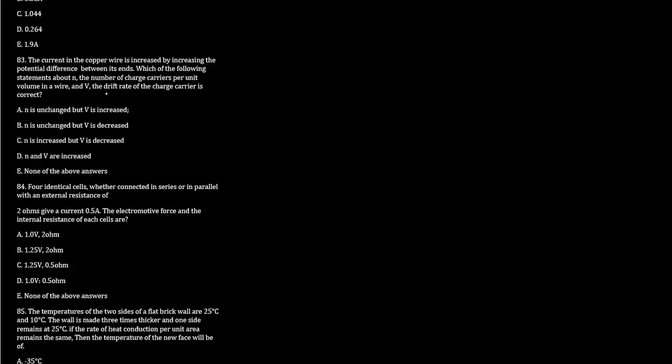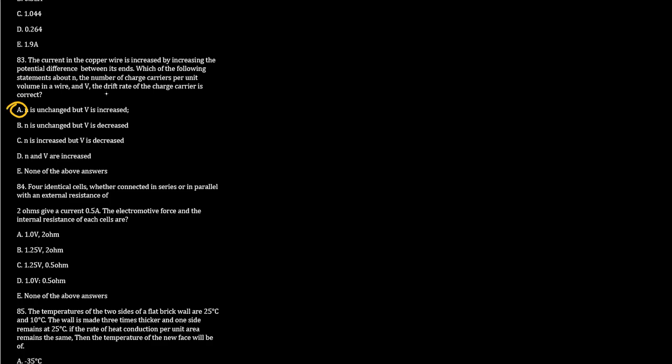Question number 83. The current in the copper wire is increased by increasing the potential difference between its ends. Which of the following statements about N, the number of charge carriers per unit volume in a wire, and V, the drift rate of charge carrier is correct? A. N is unchanged but V is increased. B. N is unchanged but V is decreased. C. N is increased but V is decreased. D. N and V are increased. E. None of the above. The correct option is option A.